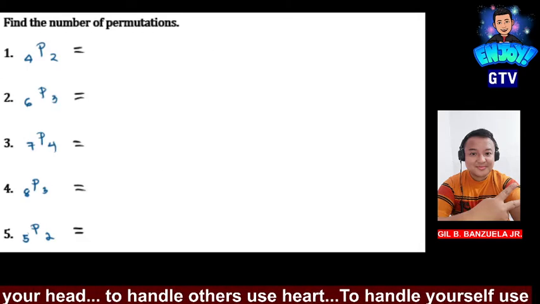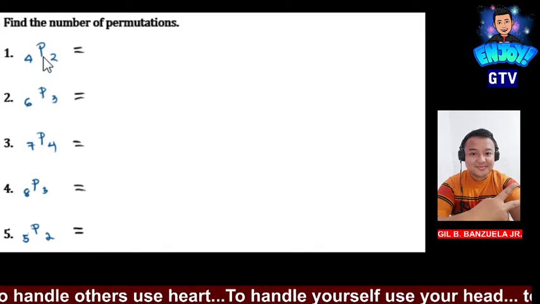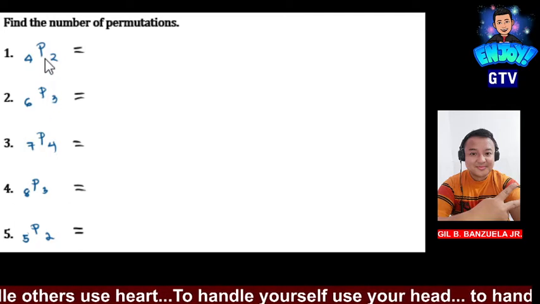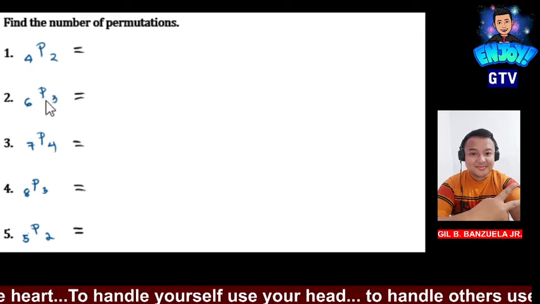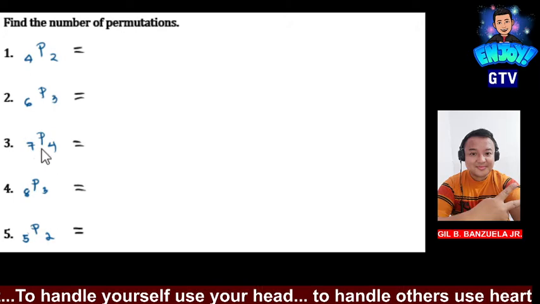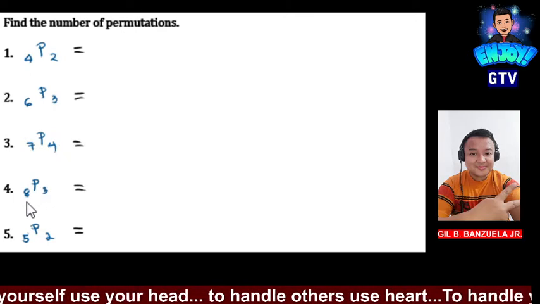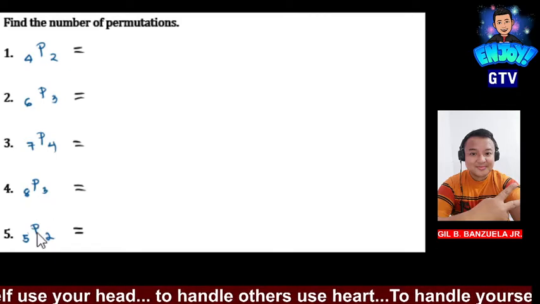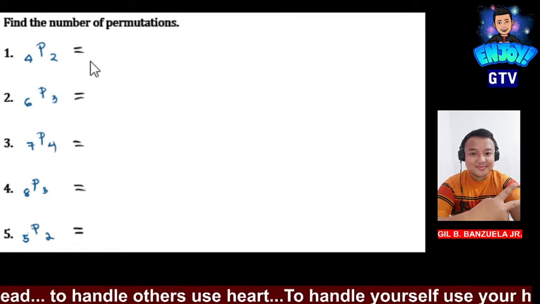So let's find the number of permutations in the following given. By the way, we read this as the permutation of 4 taken 2, permutation of 6 taken 3, permutation of 7 taken 4, permutation of 8 taken 3, and permutation of 5 taken 2. So let's apply the formula.